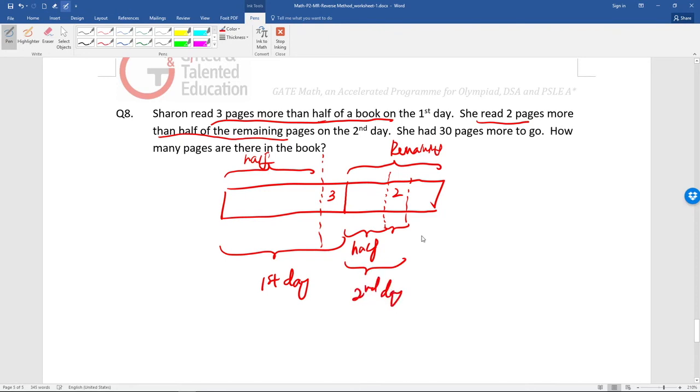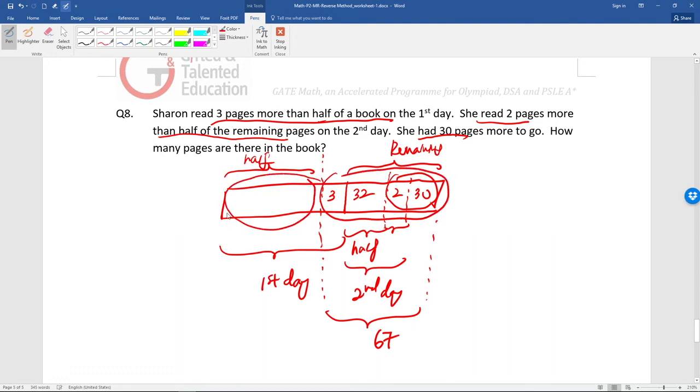In the end, she had 30 pages to go. So this would be 30. And this would be 32. Because this must be the same as this. This is also 32. So for this segment, we have 3 plus 32 plus 2 plus 30 giving us 67 pages. Because this segment is same as this segment, this must also be equals to 67. So at first, there must be 67 plus 67 giving us 134 pages at first.